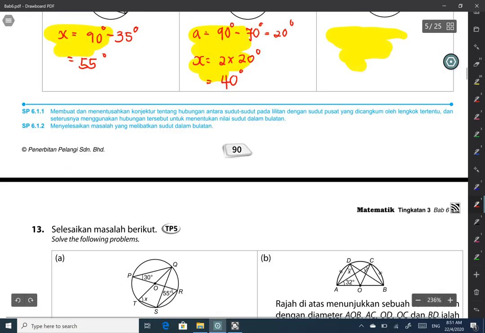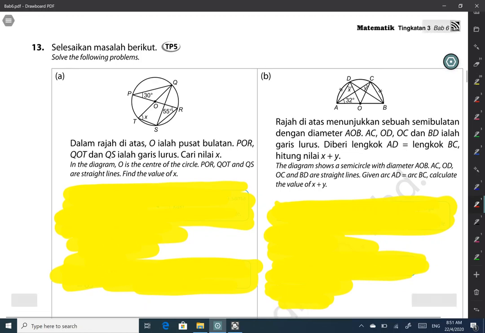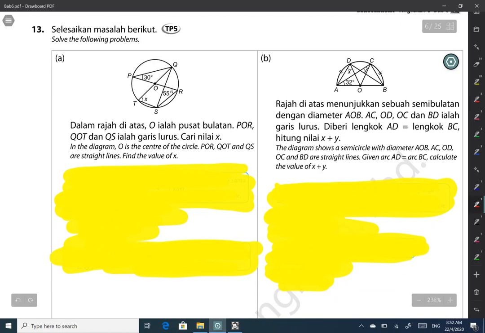So after you complete it. Question 13. Solve the problem. In the diagram, O is the center of the circle, POT, POR, QOT, QS are straight line. Find the value of X.